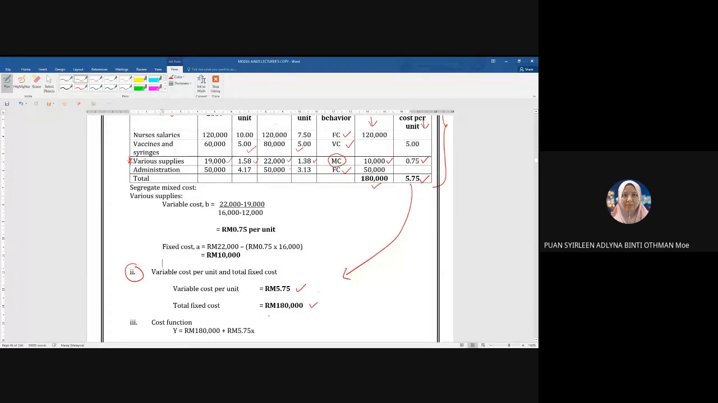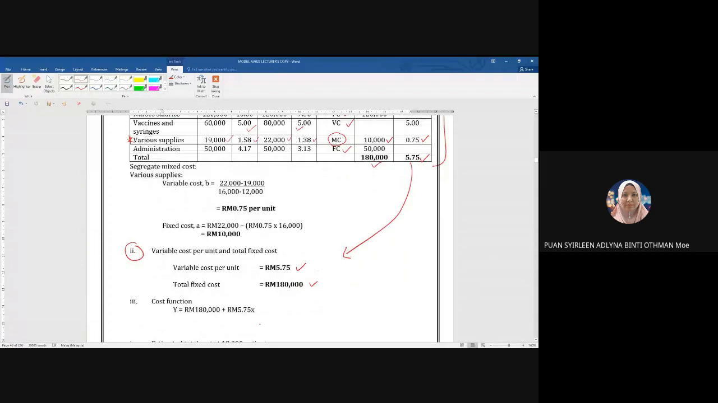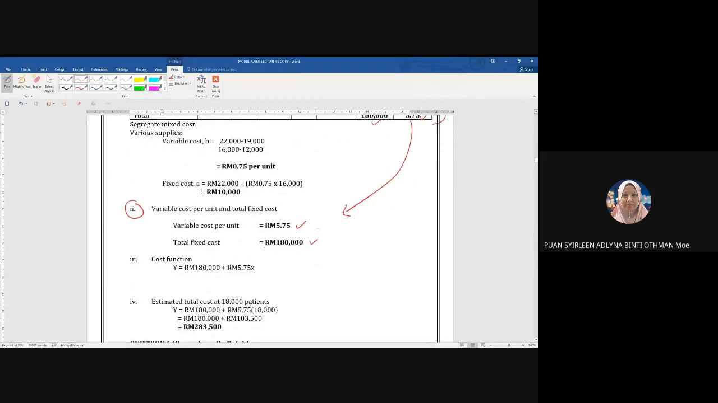Then should be okay. So Roman 3, the cost function is 180,000 plus 5 ringgit and 75 cents X. Okay, that is the cost function. And then untuk 2009 dia suruh gantikan X equals to 18,000. So your estimated cost for 18,000 patients will be 283,500 ringgit. Alright, so that is number 5.